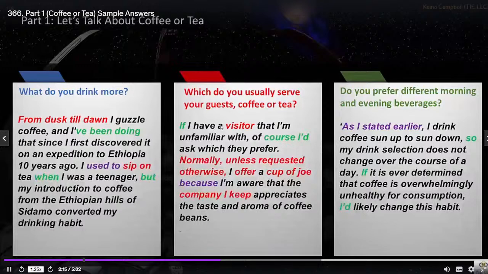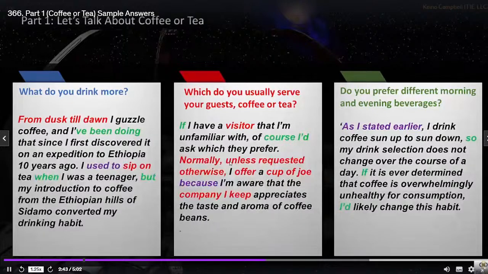Next question. Which do you usually serve your guest? Coffee or tea? If I have a visitor that I'm unfamiliar with, of course, I'd ask which they prefer. Normally, unless requested otherwise, I offer a cup of joe because I'm aware that the company I keep appreciates the taste and aroma of coffee beans.